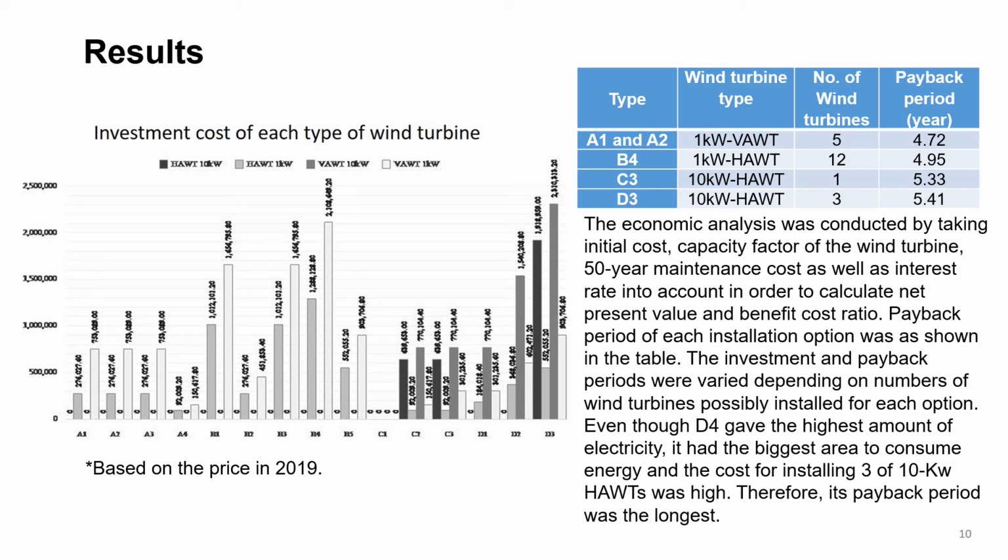Based on the price in 2019, the investment cost of each type of wind turbine is shown in the graph, and we found a list of recommended wind turbine installations such as A1 and A2, D4, C3, and D3. Even though D4 gave the highest amount of electricity, it had the biggest area to consume energy, and the cost of installing 3 of the 10 kilowatt horizontal axis wind turbines was high. Therefore, its payback period was the longest.